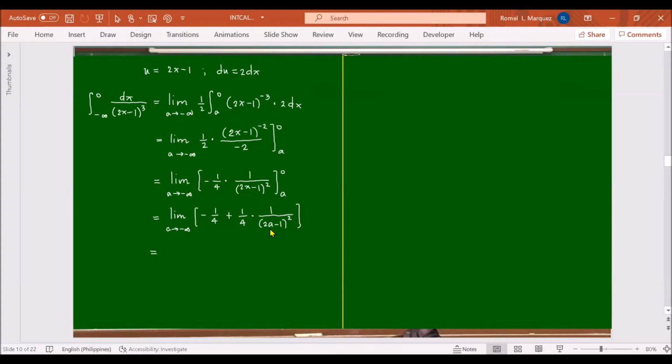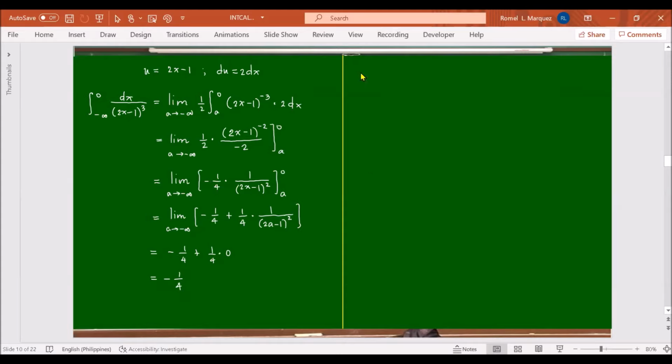As a becomes large negative, when you square it, it is large positive. 1 over a very big number is going to be what? Going to be 0. Okay? So we get negative 1/4 plus 1/4 times 0. Therefore, this is all equal to what? Negative 1/4. Okay? So this means this integral is a convergent integral. It converges to negative 1/4.